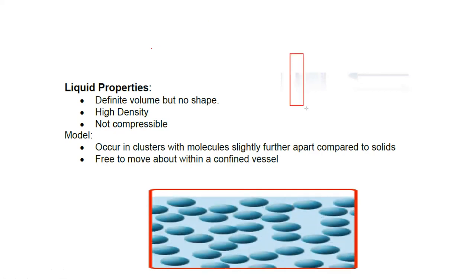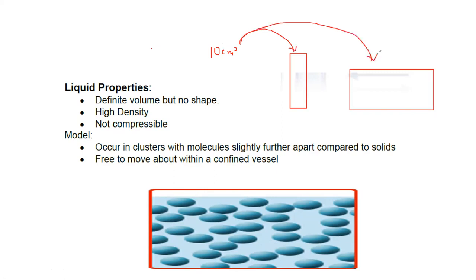For example, if you have two containers and you have 10 cm cube of water, when you transfer that 10 cm cube of water to container A or to container B, the same water will take the shape of the container, but the total volume will remain 10. So they have definite volume, but they don't have definite shape.